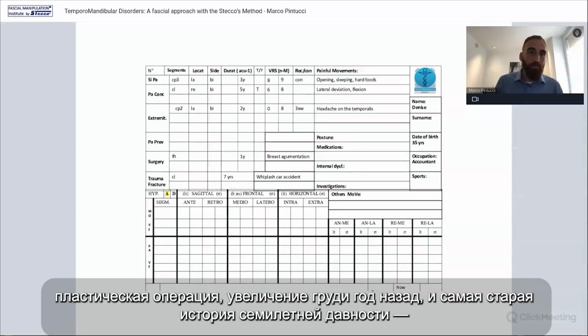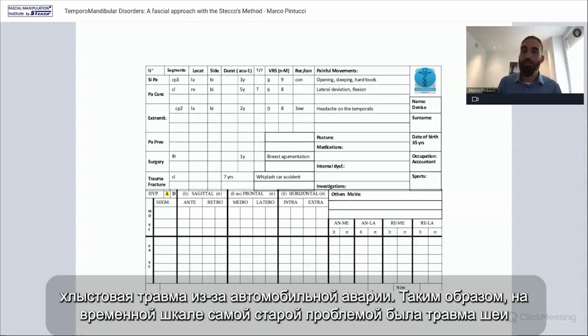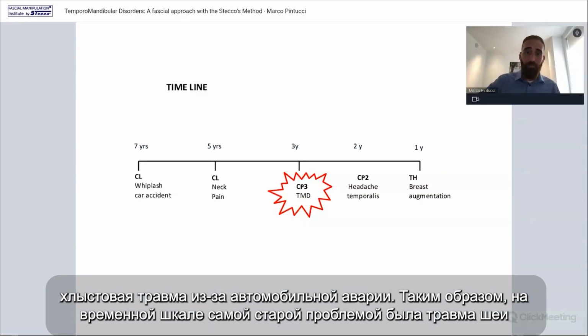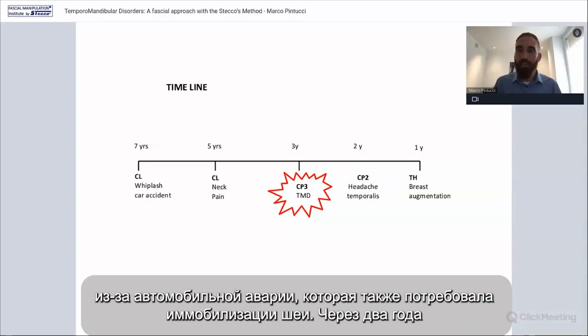This patient also had plastic surgery, breast augmentation 1 year ago, and a history from 7 years ago of whiplash due to a car accident. So, in the timeline, the oldest problem was this trauma in the neck due to a car accident that also required immobilization of the neck.